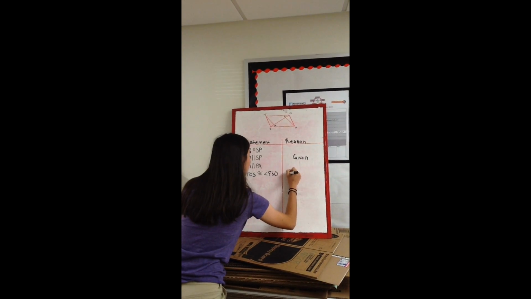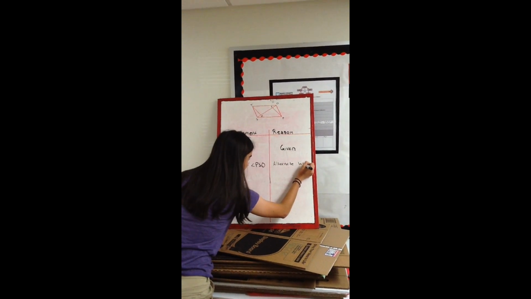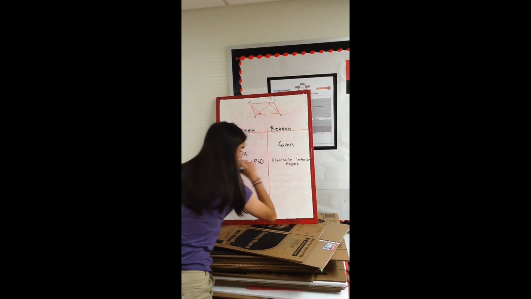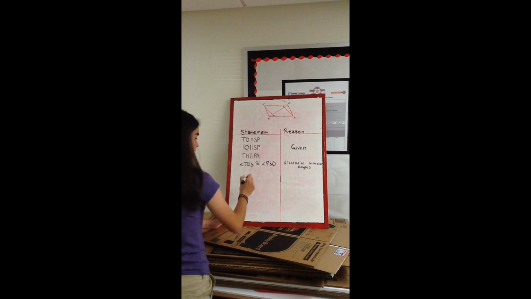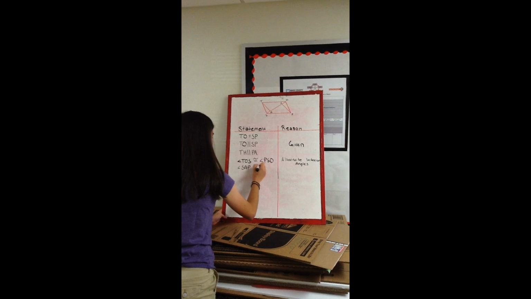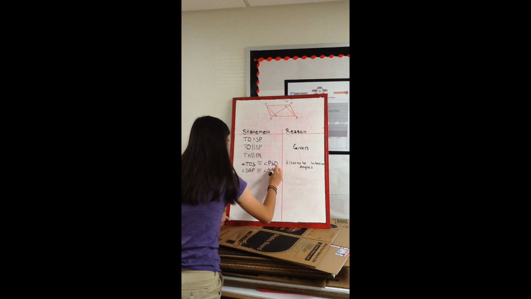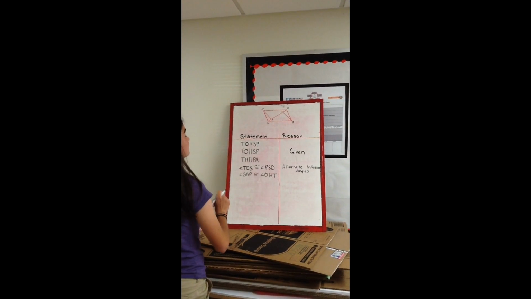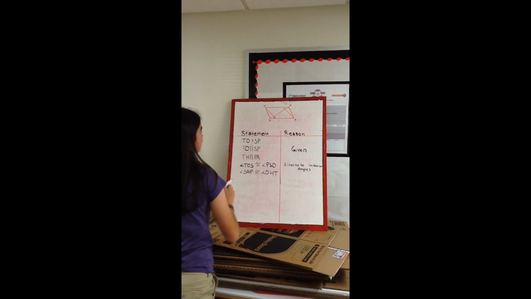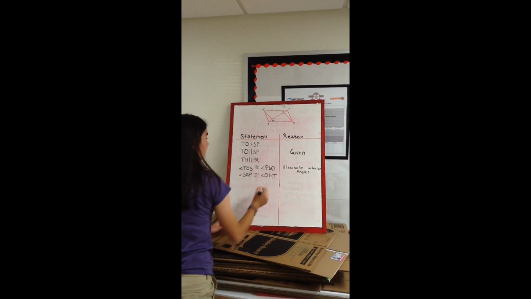So alternate interior angles. And then we also know that angle SAP is congruent to angle OHT because of the same reason but different lines. So we know that this line right here and this line right here are parallel, and this line also crosses them. And so this angle right here and right here are congruent.